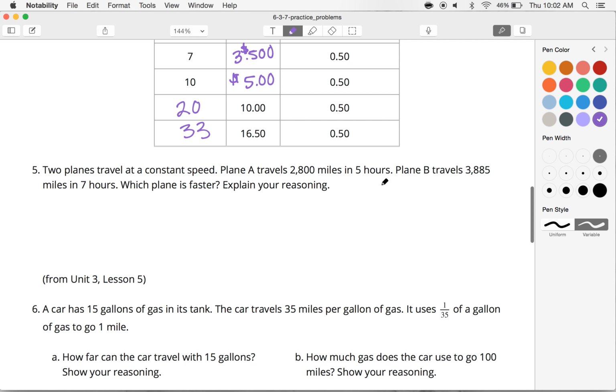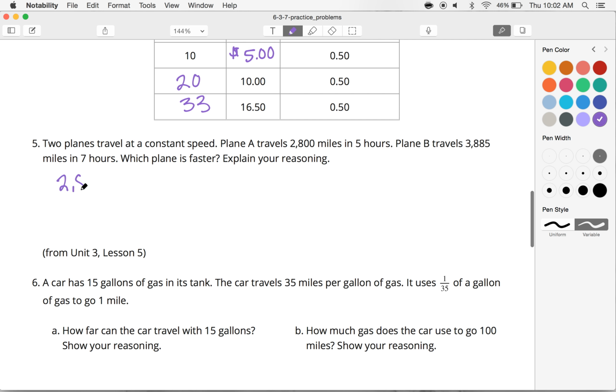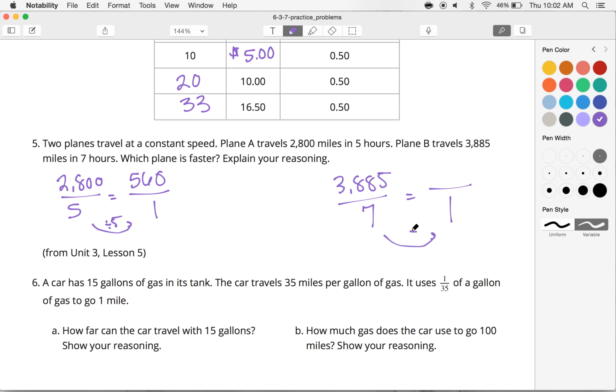Okay, 2 planes travel at a constant speed. Plane A is going 2,800 miles in 5 hours. Plane B is going 3,885 in 7 hours. Which one's faster? 2,800 over 5. I'm trying to get to 1. This one is 3,885 over 7. I'm trying to get to 1. So for this, divide by 5. 2,800 divided by 5 is going to give me 560. Divided by 7, 3,885 divided by 7 is 555. So I can see plane A is faster.